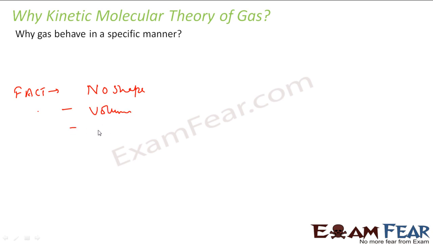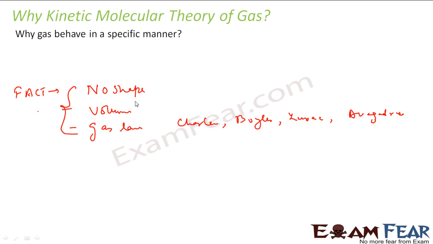And they follow all these gas laws which I told you: Charles law, Boyle's law, Lussac's law, and Avogadro law. So these are experimental. They have seen that the gas behaves in a specific way. They don't have shape, they don't have volume. If you put them in a big jar, they will occupy the space in the big jar, and they mix easily, without any external heat or anything. So gas behaves in a specific way.